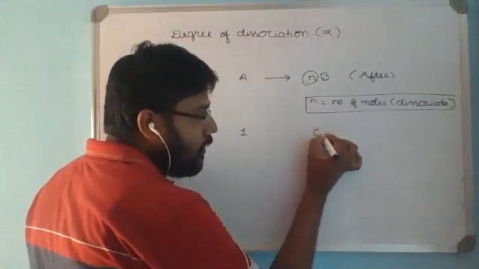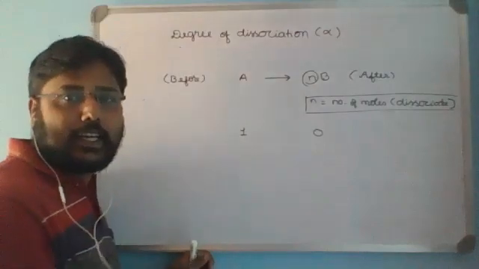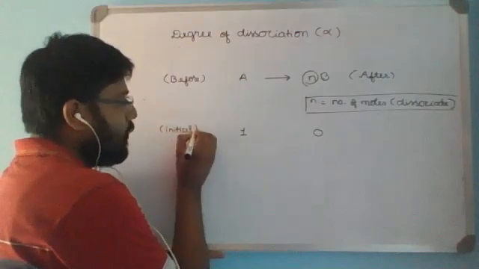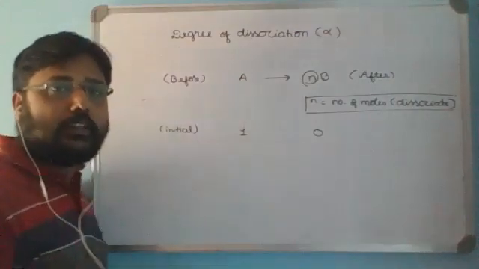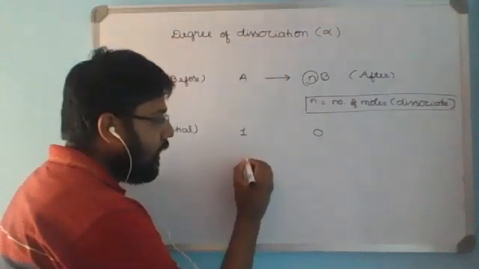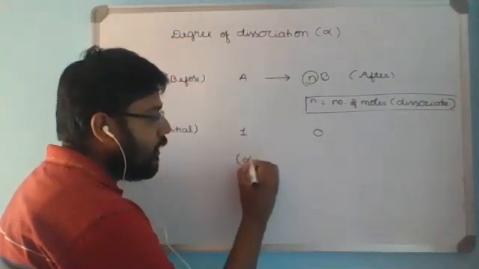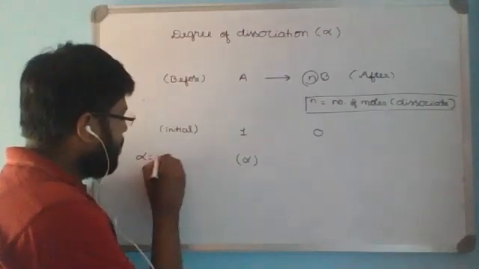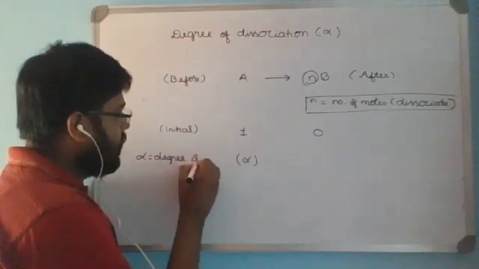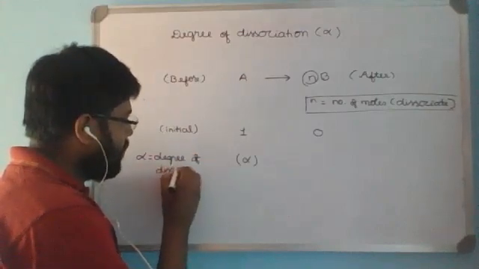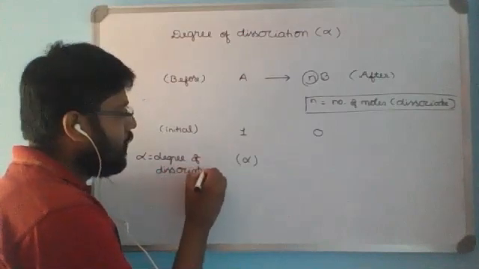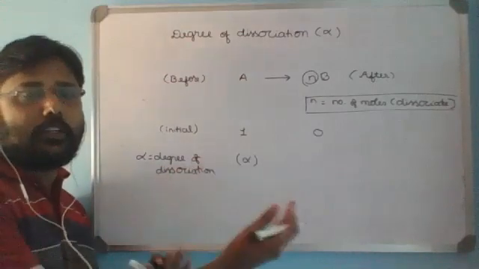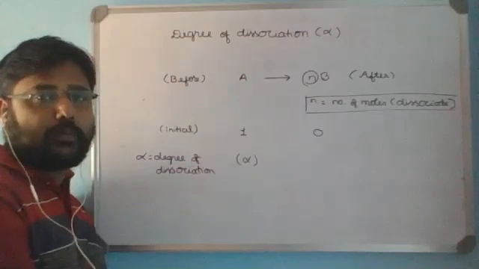Now assume we are taking 1 mole of A as the solute, and before mixing it in the solvent, the number of moles of the dissociated ions is 0. That is the initial condition, before adding the solute in the solvent. Now let alpha be the degree of dissociation of the solute. Let alpha be the fraction of particles undergoing dissociation in the solution.